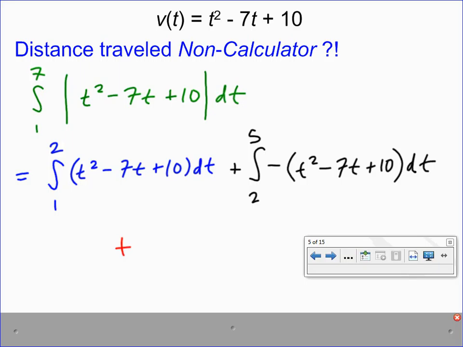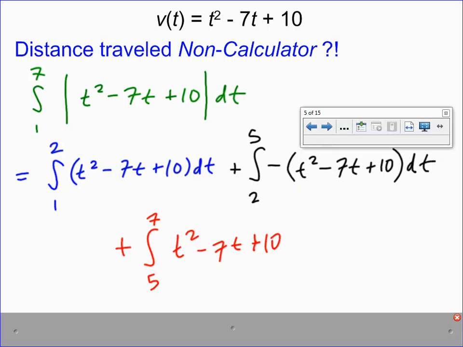Plus the last remaining portion of velocity was positive, so that's 5 to 7 of t squared minus 7t plus 10. And we would do each of those separately. Non-calculator, in accordance with the fundamental theorem of calculus, part 1, find an antiderivative function, right? Evaluate upper, evaluate lower, subtract. Then you get your answer for each of the separate ones, and then add them together at the end.